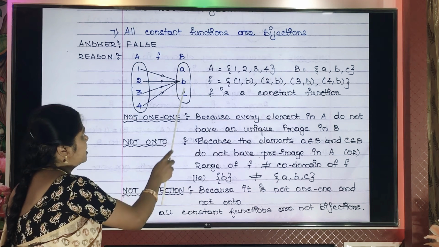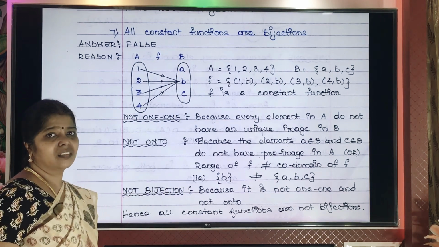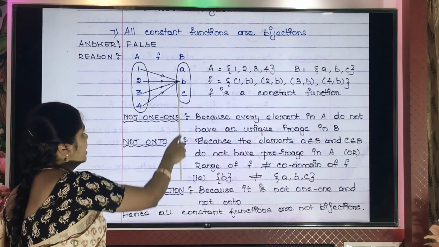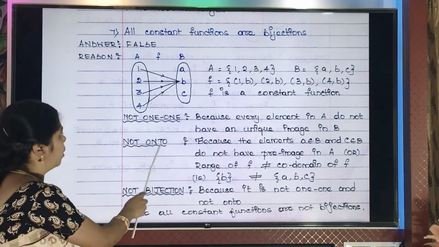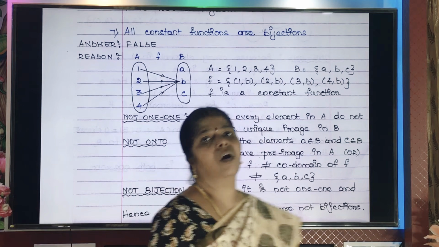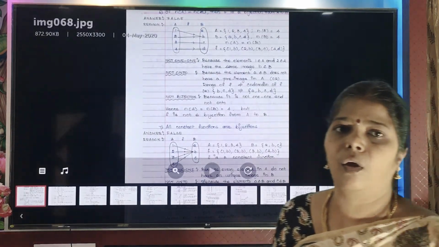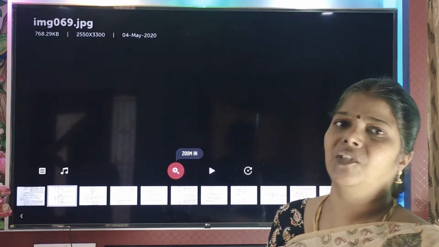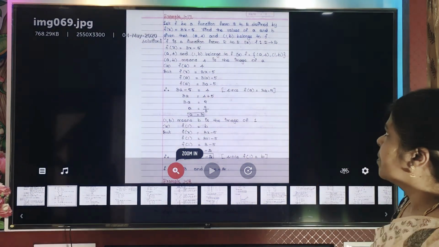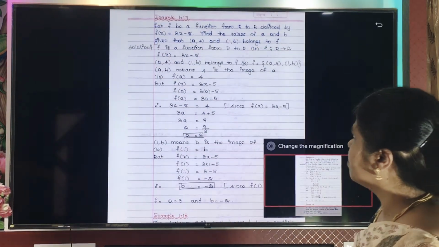Again, A and C are not having pre-images. That is to say, range is not equal to the codomain. Therefore, it is not onto also. So, this is not 1 to 1 and it is not onto. Therefore, constant functions are not bijections. Okay? This is what we need to conclude.